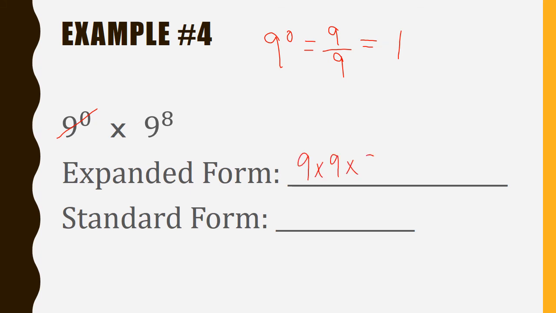So for this one, we just have 9 to the 8th, which would be 9 times 9 times 9, 2, 3, 4, 5, 6, 7, 8. And for this one, our final answer is just going to be the 9 to the 8th. 9 to the 0 power is equal to 1, so it doesn't change the value of 9 to the 8th. So whenever you see 9 to the 0 power, you can kind of just ignore that part of the problem.